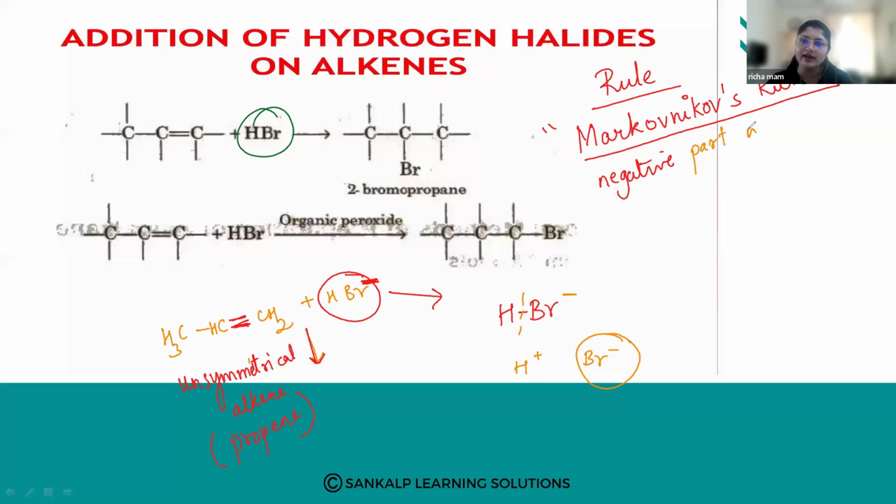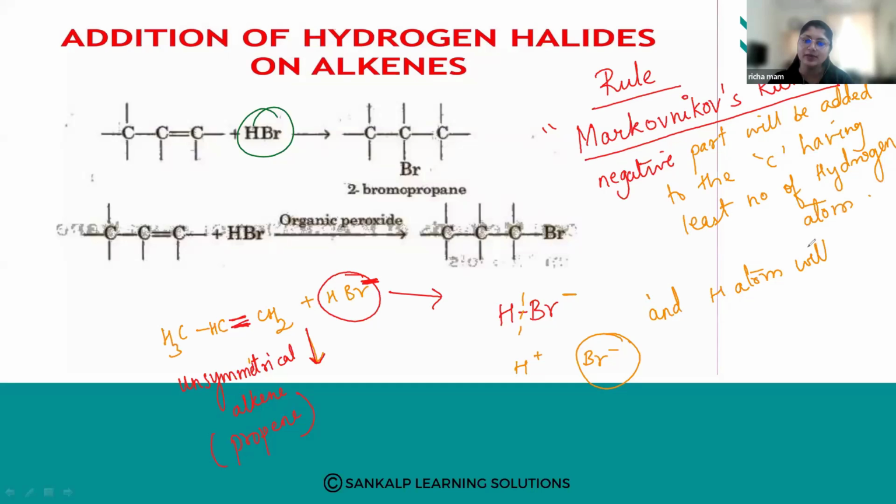The negative part will be added to the carbon having the least number of hydrogens, and hydrogen will be added to the carbon having more hydrogen atoms. Now apply this and give me the product.